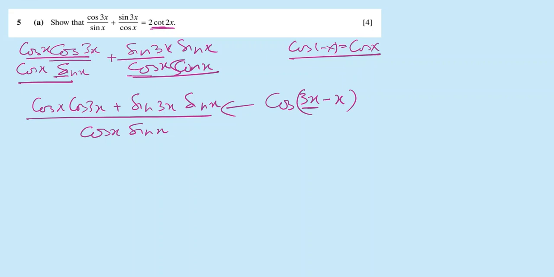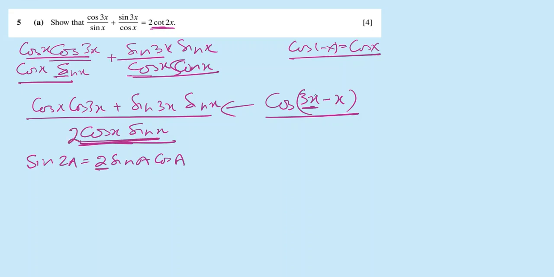So I wrote the bigger angle first so that I get a positive angle. But we could have gotten a negative angle, that was no problem. The denominator looks like sine 2x, but 2 is missing here. We have an identity that sine 2a is 2 sine a cos a. And we have sine x cos x here, but there is no 2.